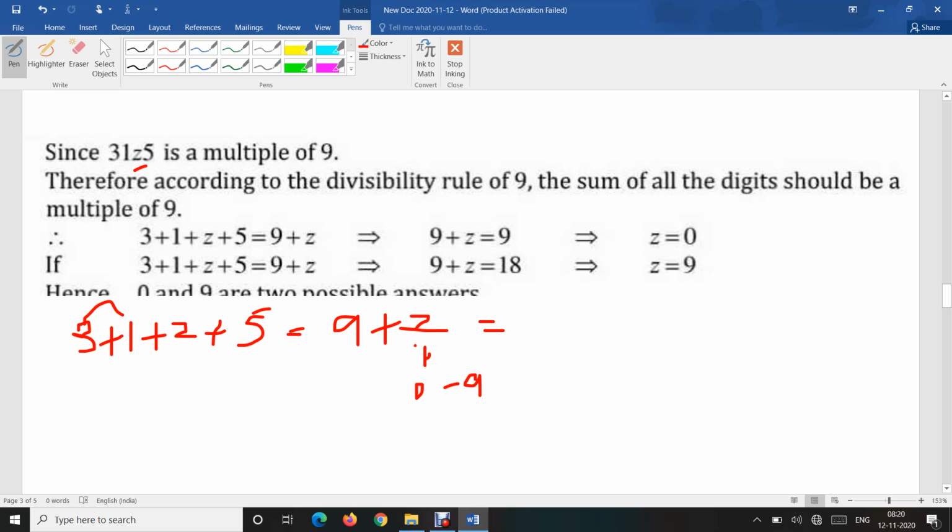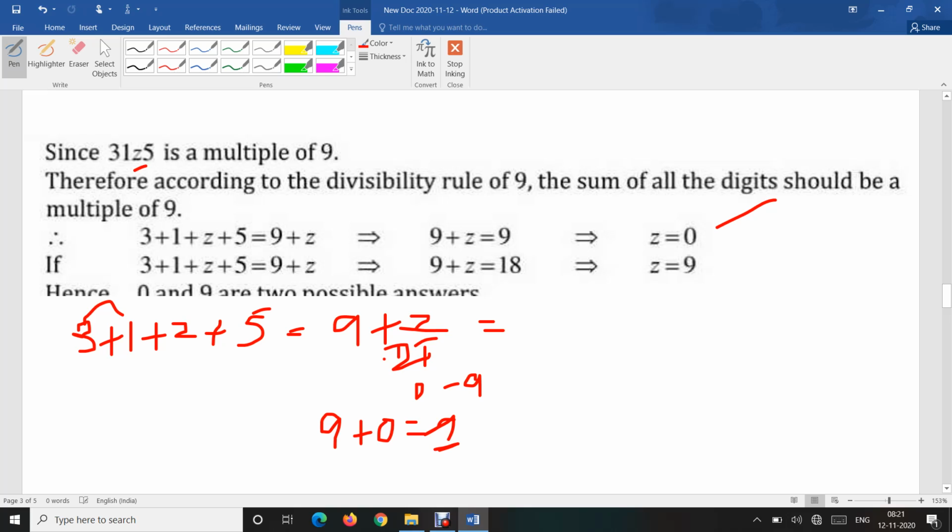So let's put first 0 at the place of z. If we put 0 at the place of z, then we get 9, which is a multiple of 9. So 0 is a value which verifies here. Now put 1. 9 plus 1 is 10, not a multiple of 9.